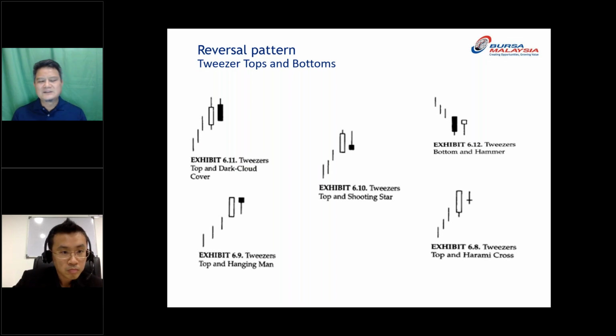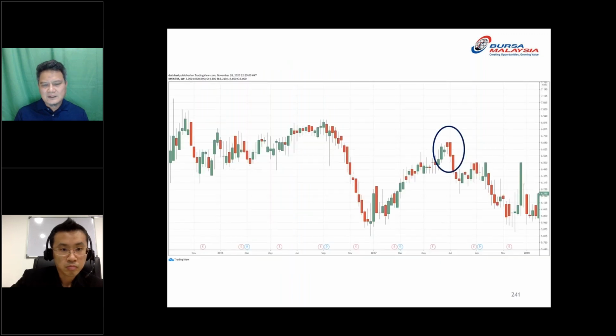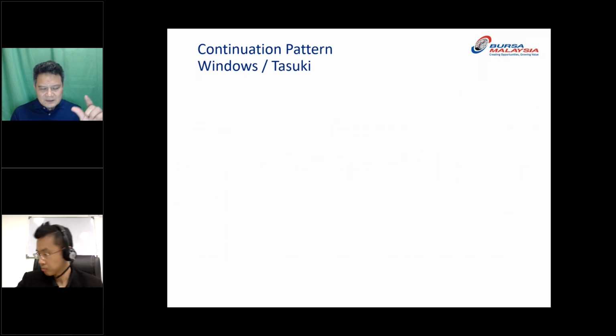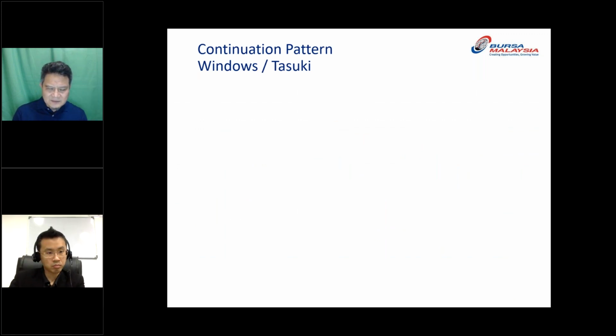So all of these are examples of the tweezer top and tweezer bottom. For example, you can see that there is a tweezer top of this Marubozu. You can see here there's also another example. And besides the reversal, there is another pattern. We call it the continuation pattern.